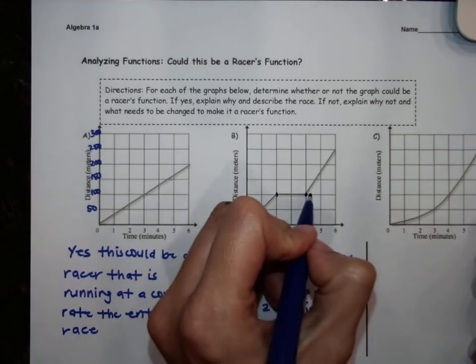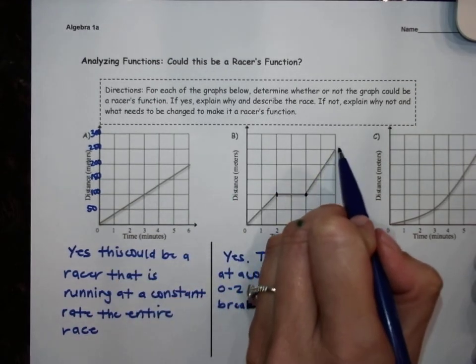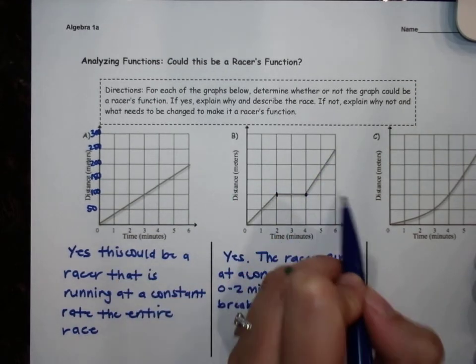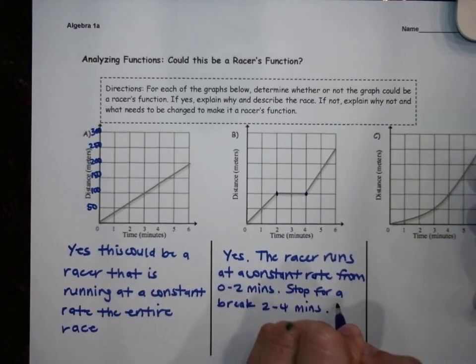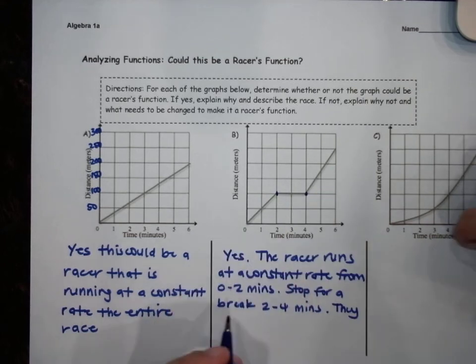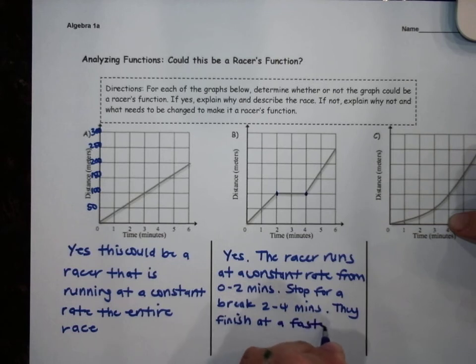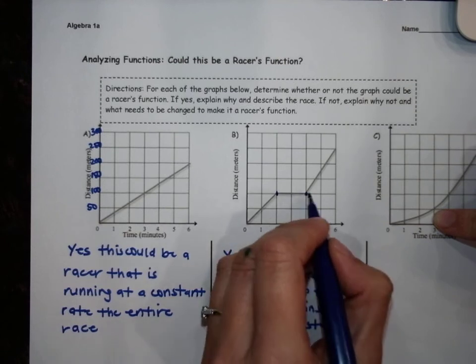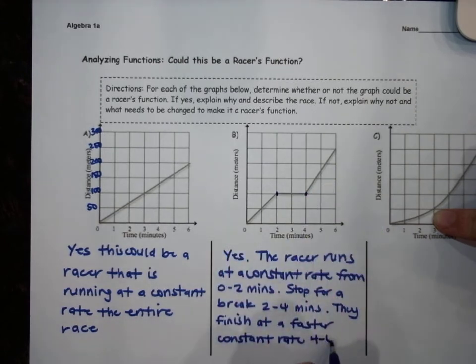And then they run even faster because, see, look how steep it gets in the last 2 minutes of the race. And they finish at a faster constant rate from 4 to 6 minutes.